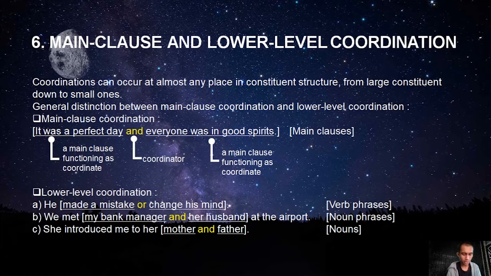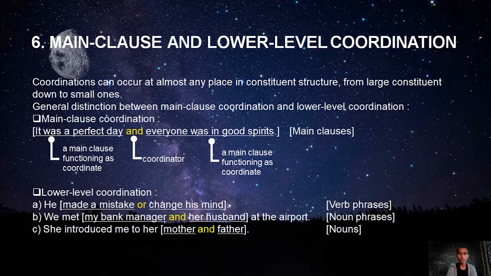Next, I will explain about main clause and lower level coordination. Let's take a look at the examples. It was a perfect day and everyone was in good spirits. It is a main clause coordination. Why? Because the coordinates are main clauses, not nouns, not verbs, not phrases.